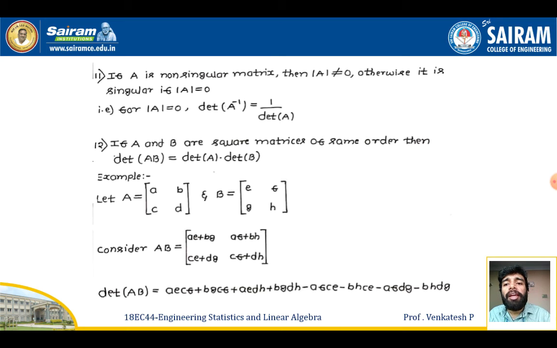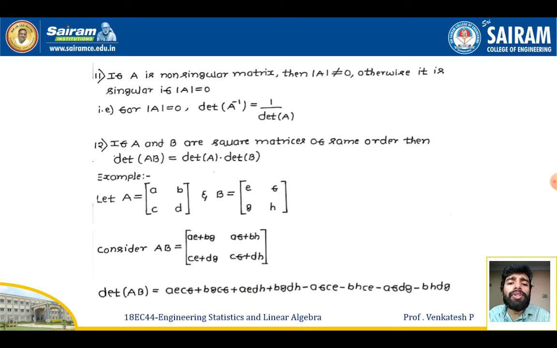Property number 11. If A is a singular matrix, then the determinant of A will be equal to 0. Otherwise, it is non-singular if the determinant of A is not equal to 0. So for determinant A not equal to 0, the determinant of A inverse will be 1 by determinant of A. We can write it.